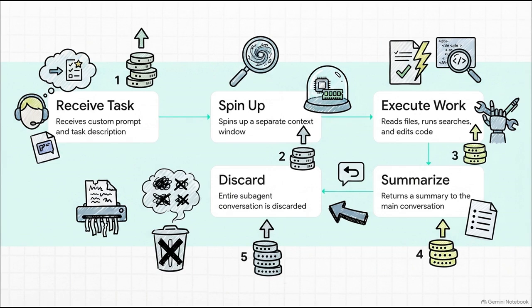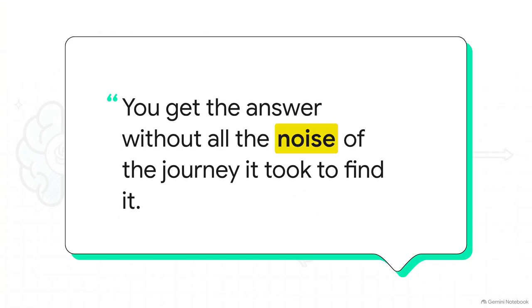Third, it executes the work, so reading files, running searches, whatever is needed. Fourth, it returns a concise summary back to your main thread. And fifth, and this is absolutely crucial, the entire subagent conversation is discarded completely. All that messy raw data, just thrown away. And that discard step is exactly why this concept is so powerful.